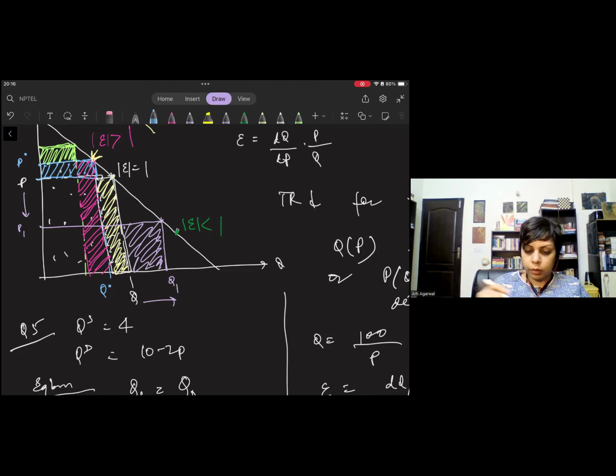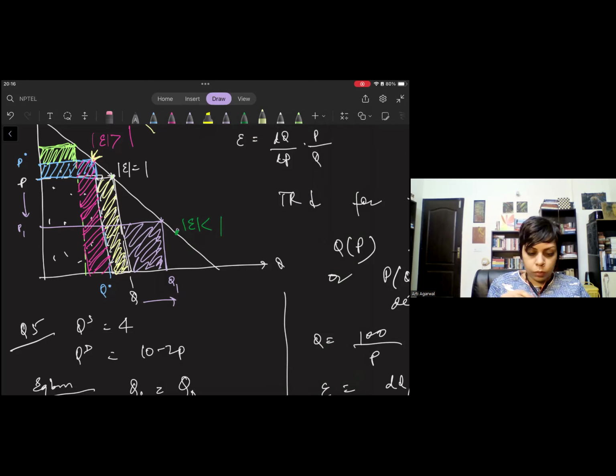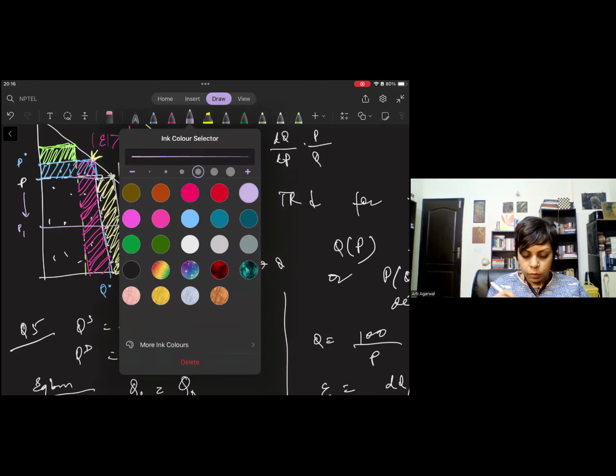purple triangle. Now let me find some other color to use. It's yellow. This is red. This is red.